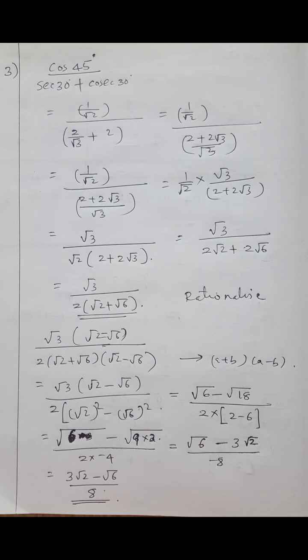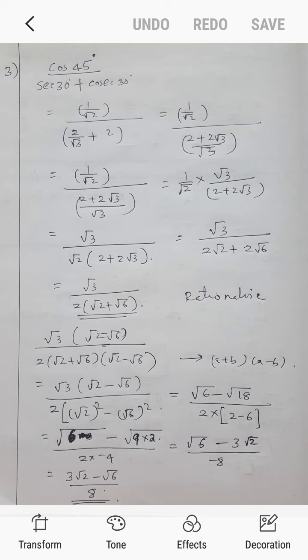So next step, root 6 minus root 9 is 3, and root 2 is root 2 only. So we'll be getting (root 6 minus 3 root 2) by minus 8. So to remove the negative in the denominator, we have to multiply both numerator and denominator by minus 1. So on multiplying the numerator by a negative, that is, minus of (a minus b) will be b minus a. In that sense, now in the numerator, the positions of root 6 and 3 root 2 are changed. 3 root 2 minus root 6, divided by 8. Okay.